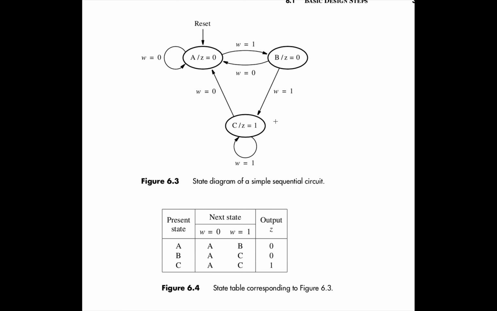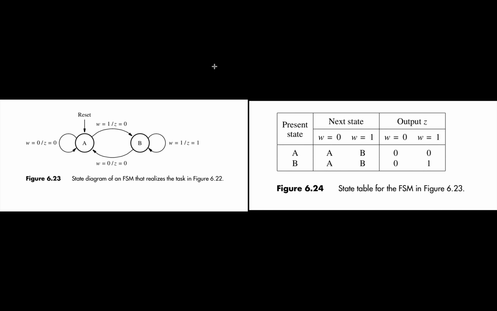Okay, so if the difference between Mealy and Moore state machines confuses you, the way I remember the difference is, I always remember Moore is less. Moore is less. So if you're in a Moore type state machine, the output depends only on your current state.